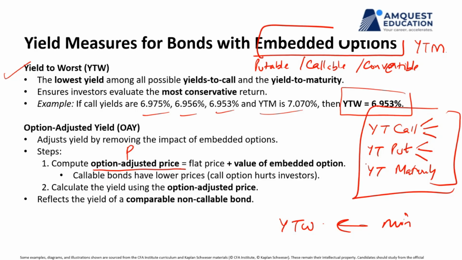And what is this value of the embedded option? The value of the embedded option is the value of a callable bond minus the value of a non-callable bond, the difference between the two. Callable bonds typically have lower prices because options hurt investors. And if you remember, callable bonds were a disadvantage to the investor.